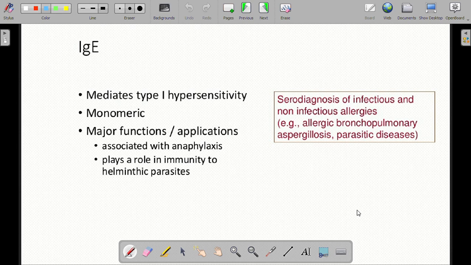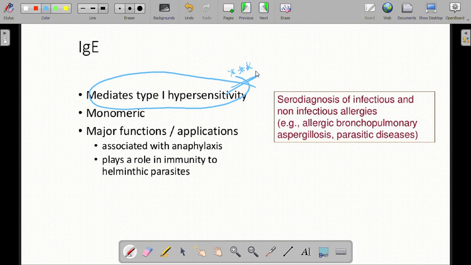IgE mediates mainly type 1 hypersensitivity. As I have already discussed, this is very important. So keep a note on this. This will be asked in every exam you give. Most of the time they ask this question.